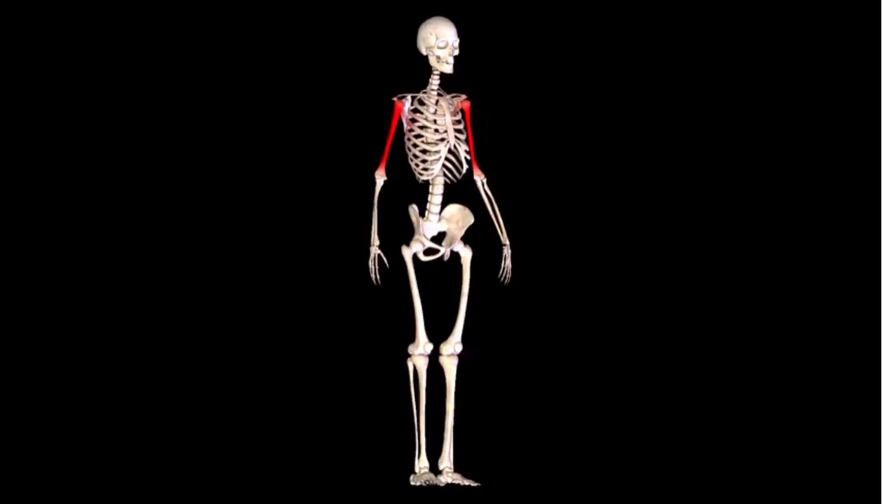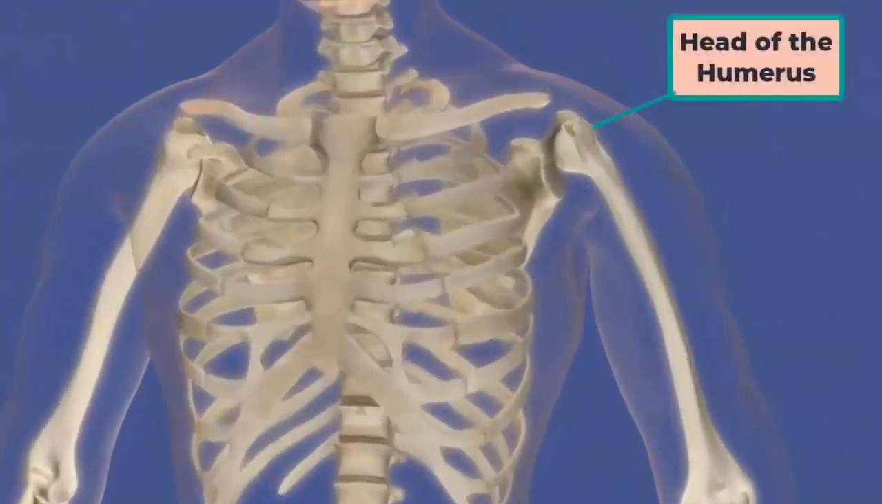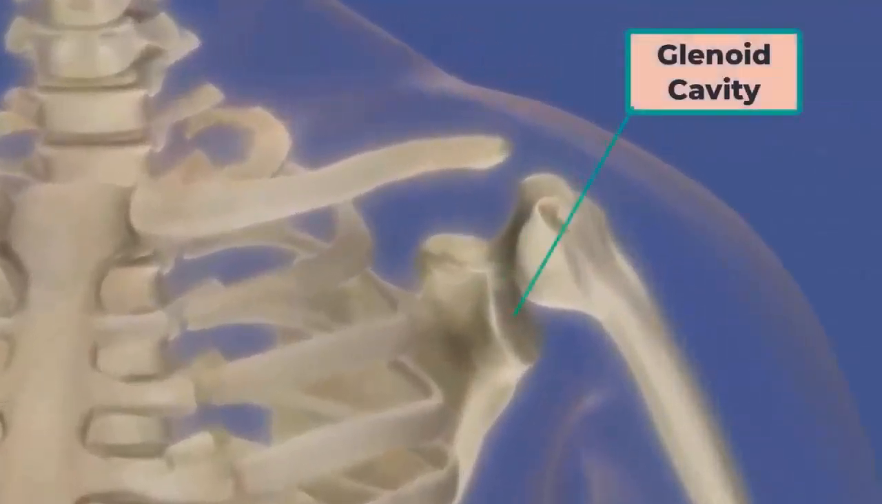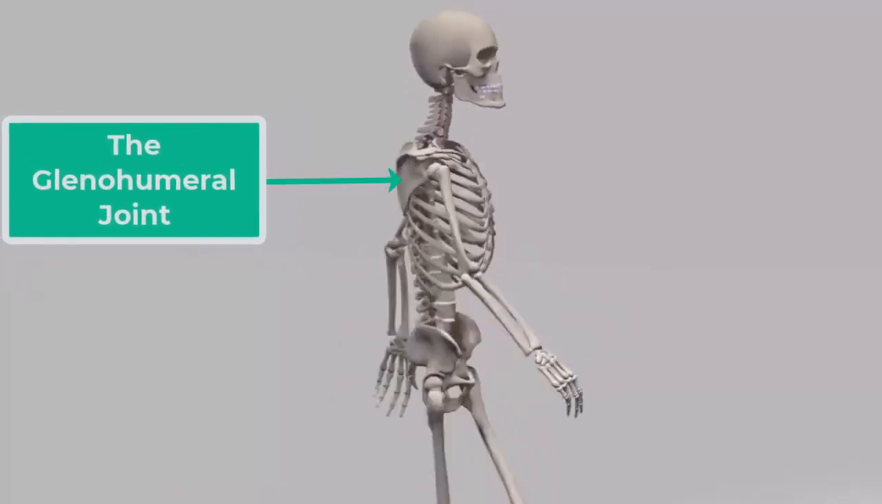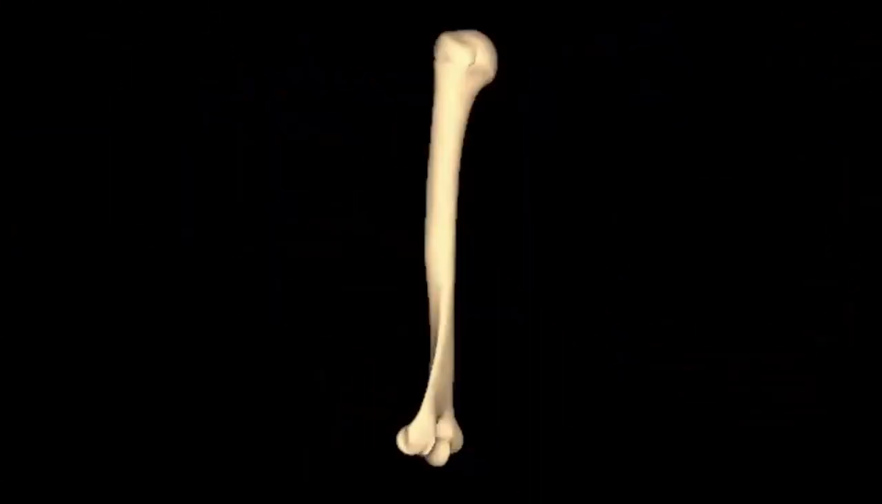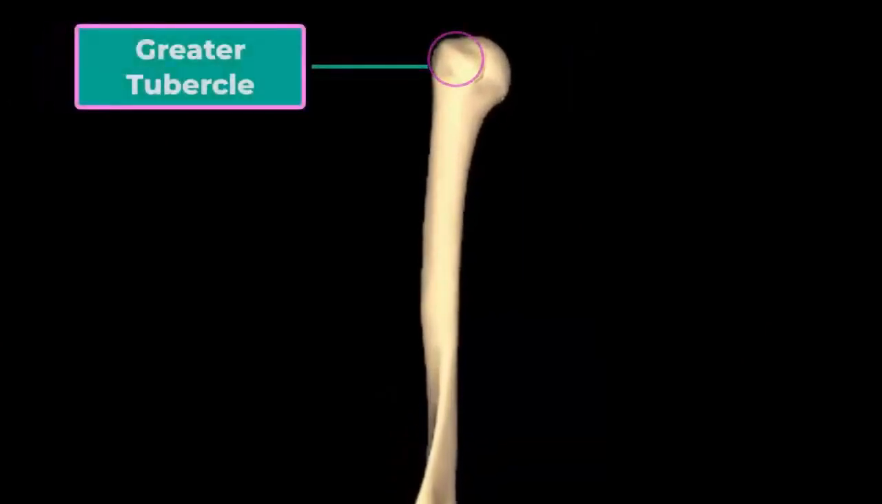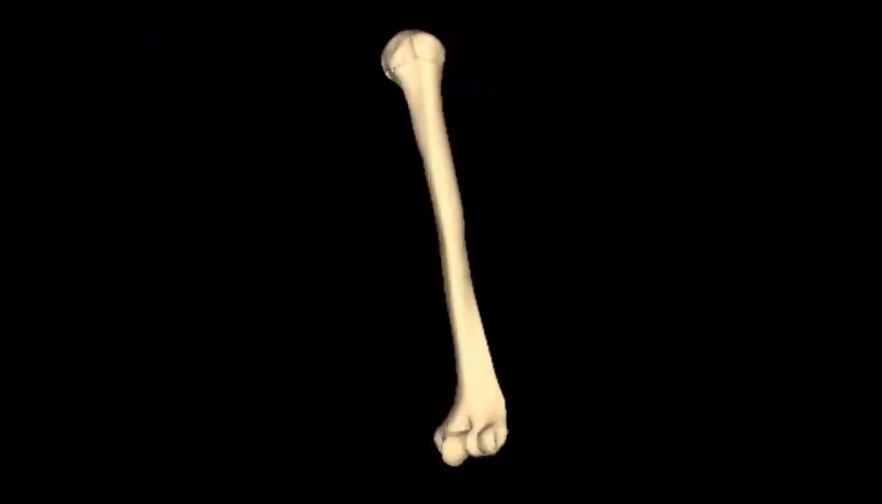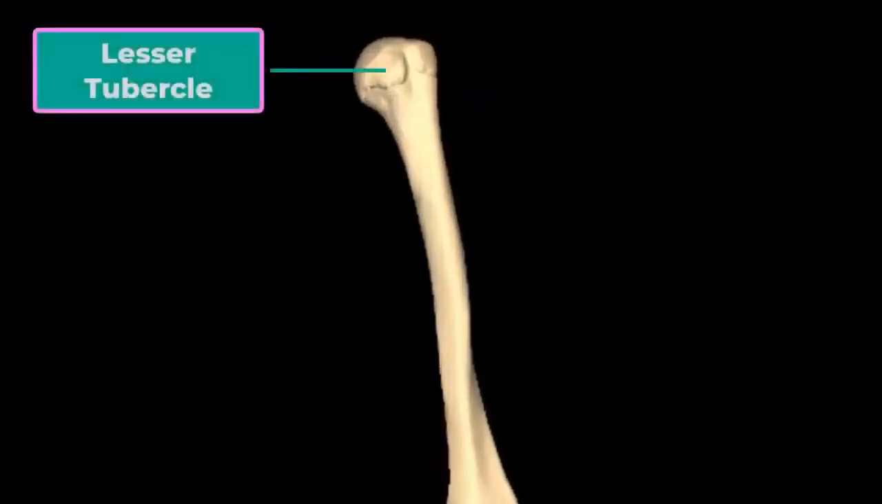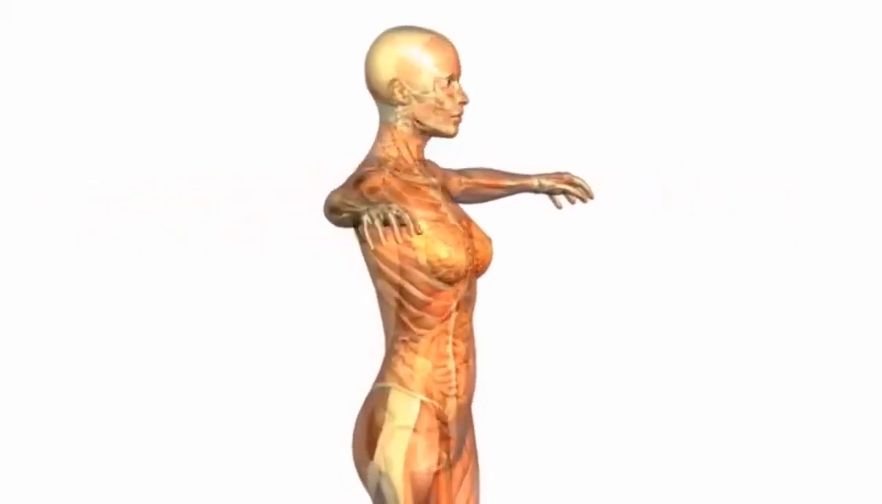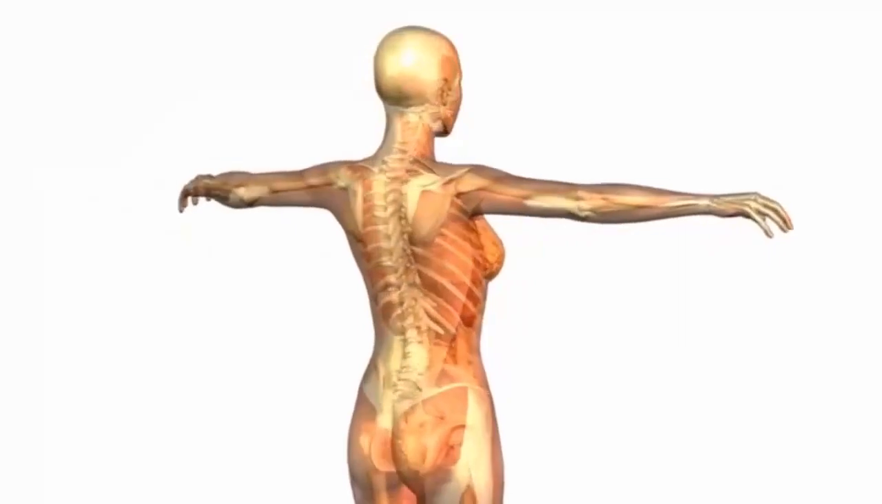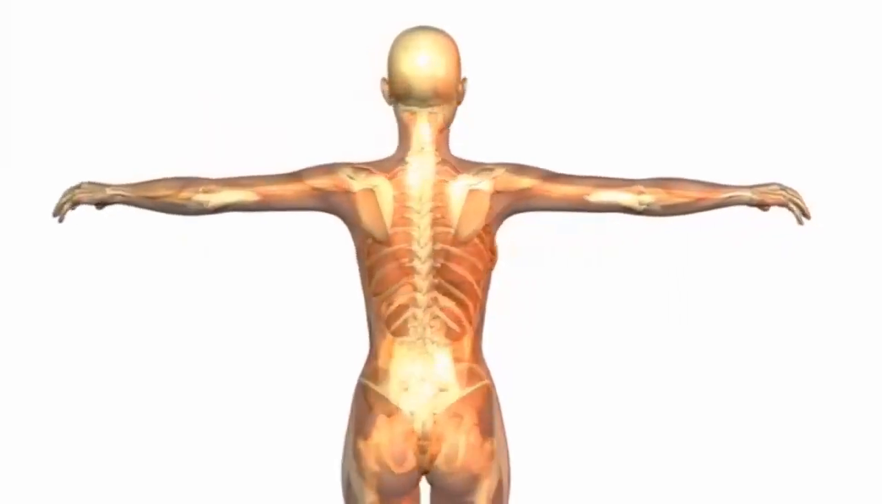The humerus is the single bone of the upper arm region. At its proximal end is the head of the humerus. The head articulates with the glenoid cavity of the scapula to form the glenohumeral joint. Located on the lateral side of the proximal humerus is an expanded bony area called the greater tubercle. The smaller, lesser tubercle of the humerus is found on the anterior aspect of the humerus. Both the greater and lesser tubercles serve as attachment sites for muscles that act across the shoulder.